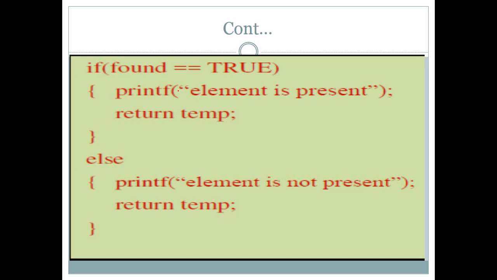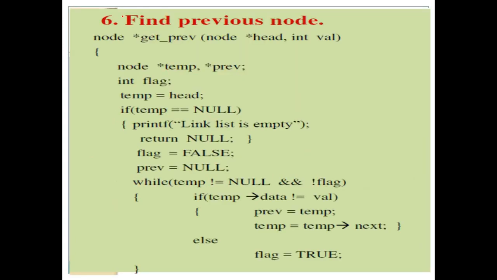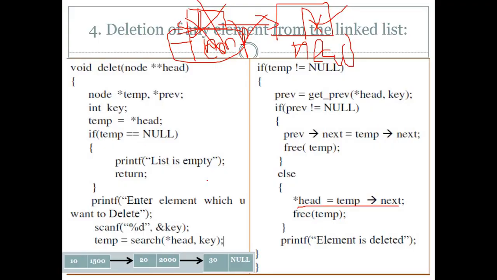If found is equal to true, then we print element is present. If the element is not present, then we print element is not present in our list. Okay, so we can find the previous node also, which we have already discussed.